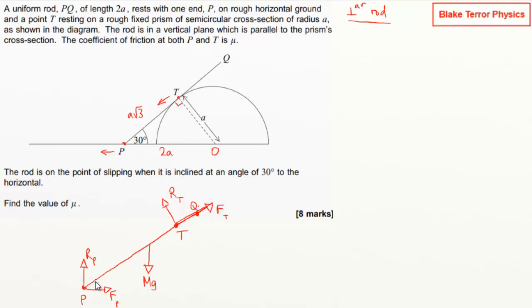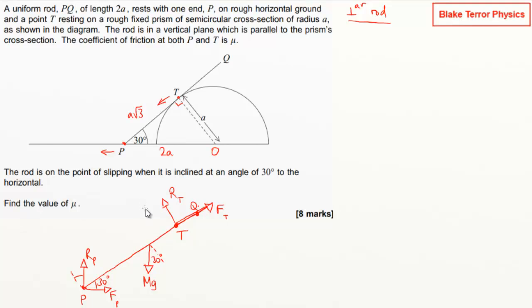So let's add on a few angles just to remind ourselves. We've got 30 degrees there, and that's going to be 30 degrees there, and that's going to be 30 degrees there. So that should help. So we know the rod is in equilibrium, so all we've got to do is each direction is going to be equal to the other.